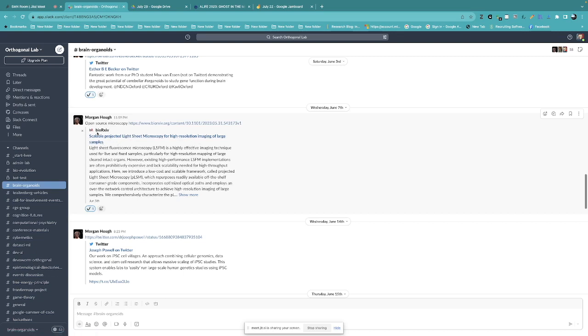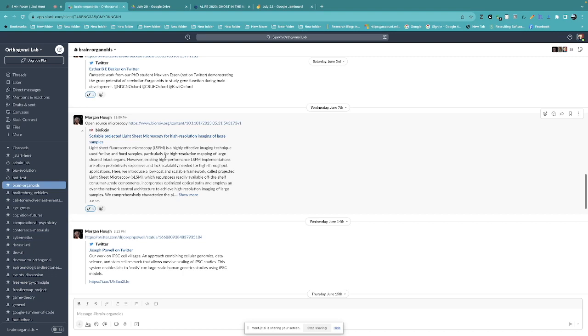This one here is open source microscopy from June 7th. Scalable to projected light sheet microscopy for high resolution imaging of large samples. So we've talked about light sheet microscopy in DevaWorm, and we've done a lot of analysis of C. elegans embryos that were captured using light sheet microscopy. This is light sheet fluorescence microscopy, so this is a little bit different.